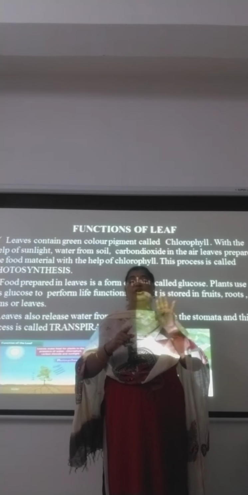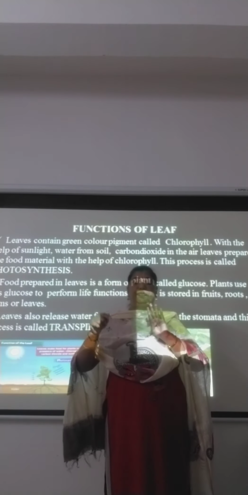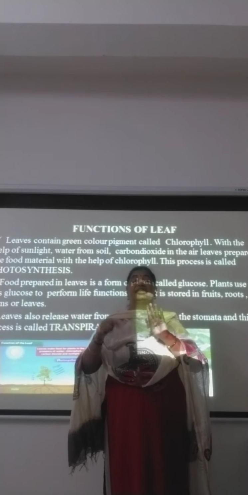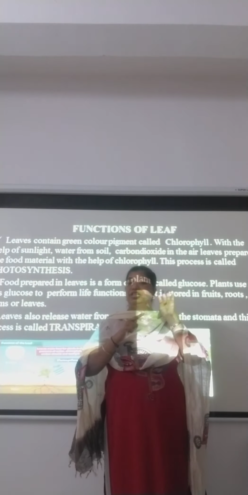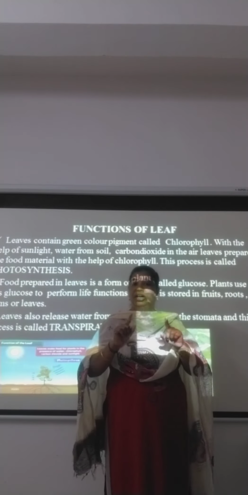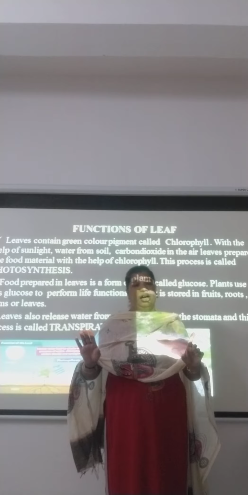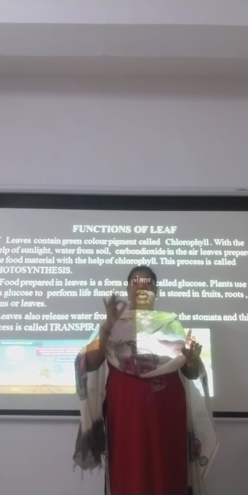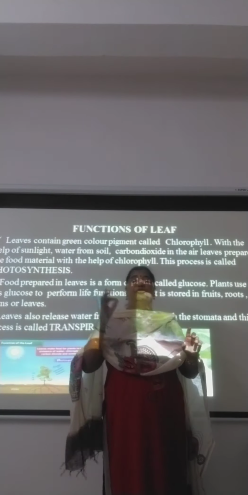So all the four major important elements for the plant to prepare the food should be present. If any one element is absent, the plant cannot prepare the food material. Okay? In other words, photosynthesis cannot happen. Understood, children? So leaves take a major role in the process of photosynthesis.